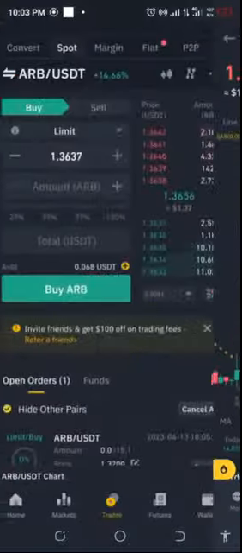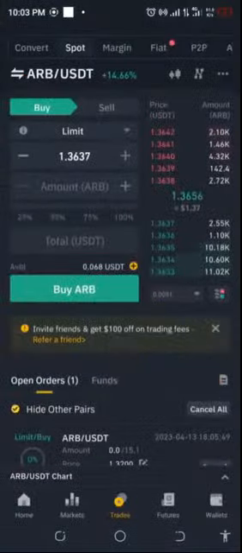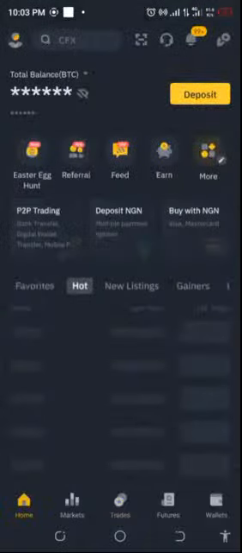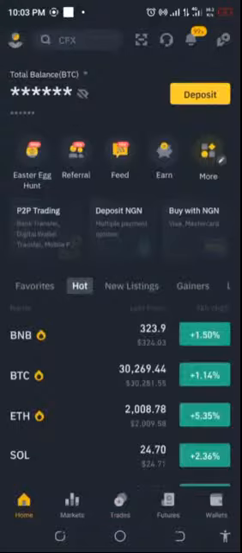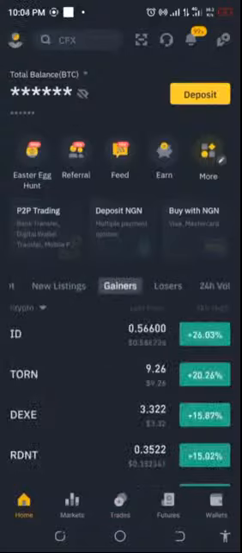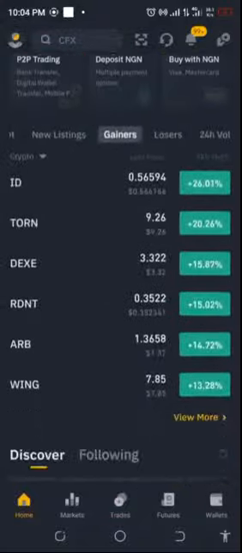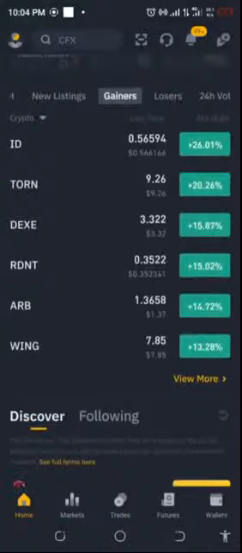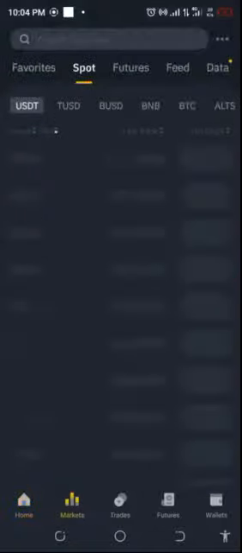I'm just going to go check again. Let's look under gainers to see whether it's also, I mean, it's under new listings, but let's just be sure that it's also under gainers. Okay, is it on the gainers? Should I go with this? Okay, ARB is on the gainers. Okay, let's try this. Let's go ahead and then just buy outrightly.